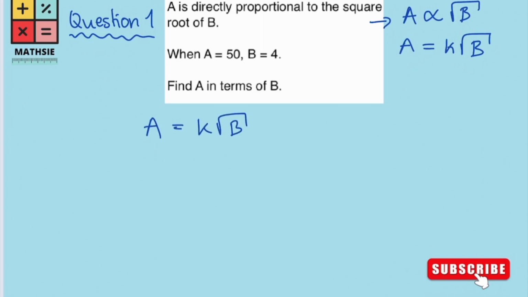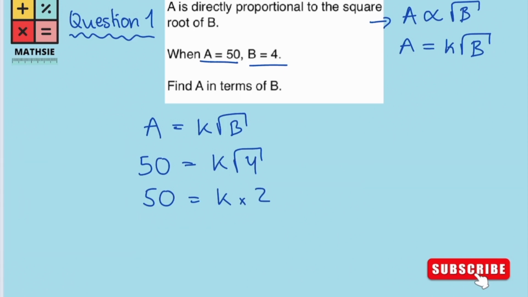And now all we need to do is substitute with the numbers I have. I know that when A is 50, B is 4. That's why I have that 50 is equal to k square root 4. So I can simplify. What's the square root of 4? This is just 2. So now 2k is equal to 50.